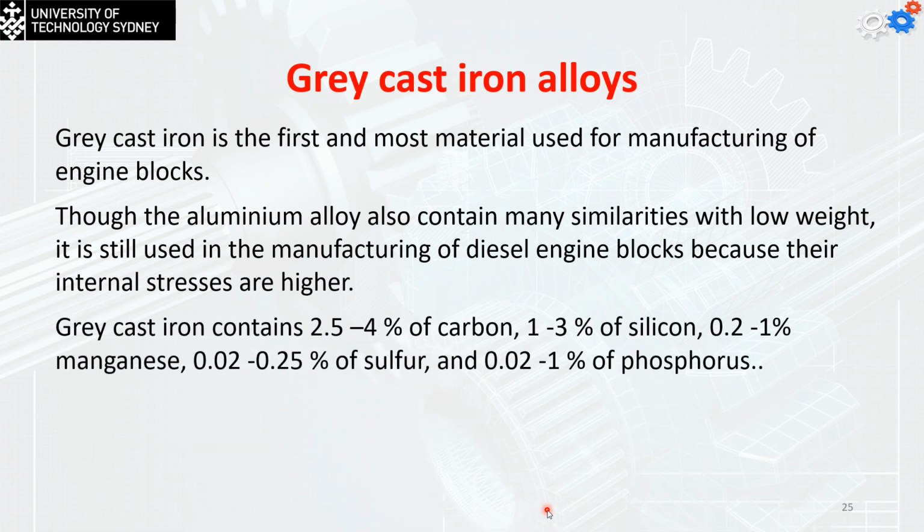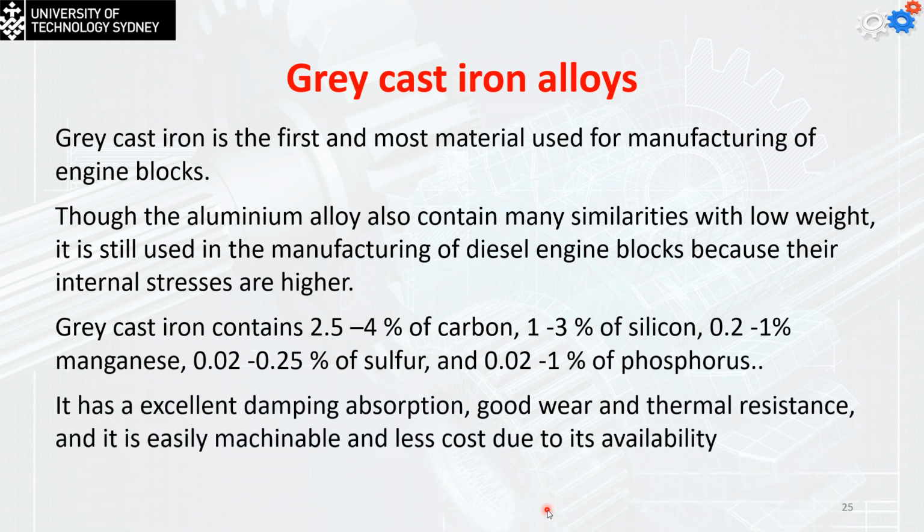The gray cast iron contains something between 2.5 to 4% of carbon, 1% to 3% of silicon. Other added materials like manganese, 0.2 to 1%, 0.02 to 0.25% of sulfur, and 0.02 to 1% of phosphor. So you can see that the main components are going to be the carbon and the silicon. 95% is going to be iron. It has excellent damping absorption, good wear and thermal resistance, and it's easily machinable and less costly due to its availability.